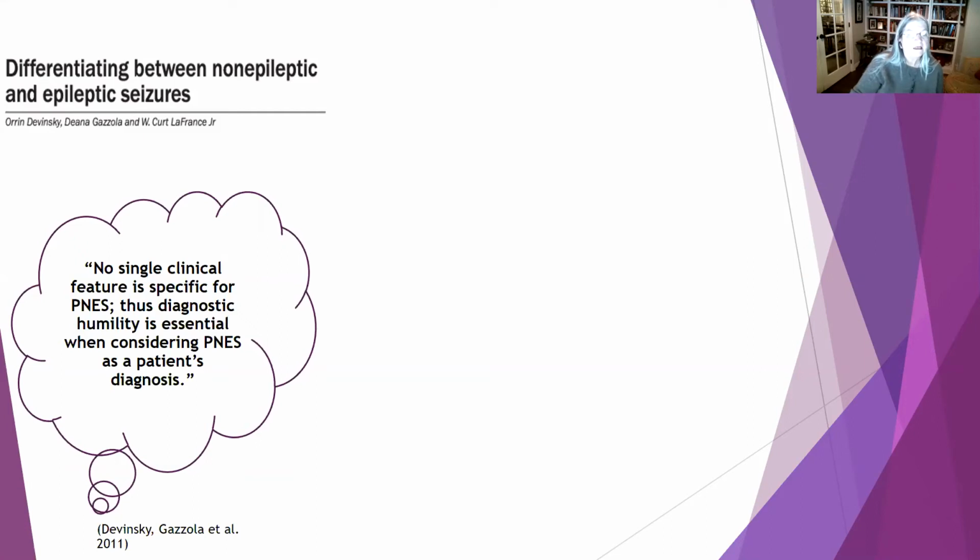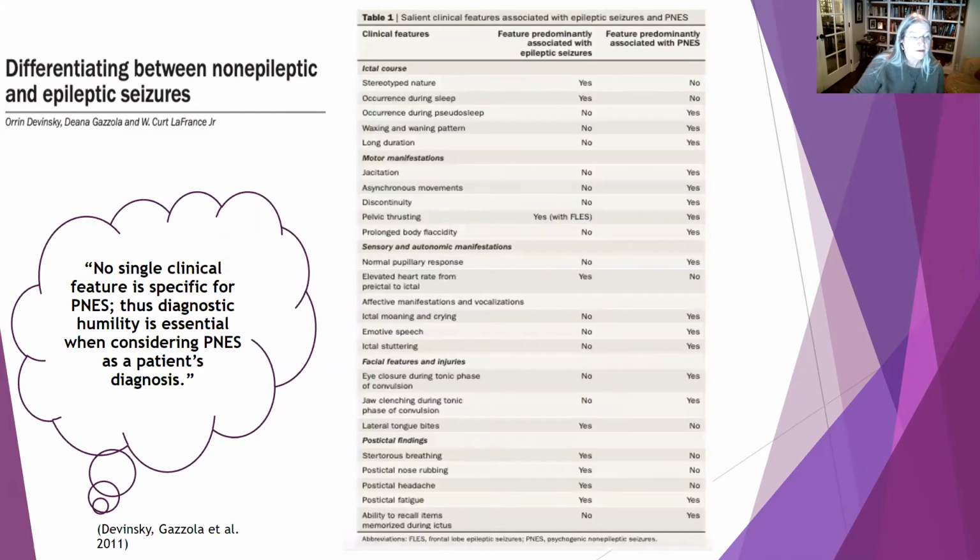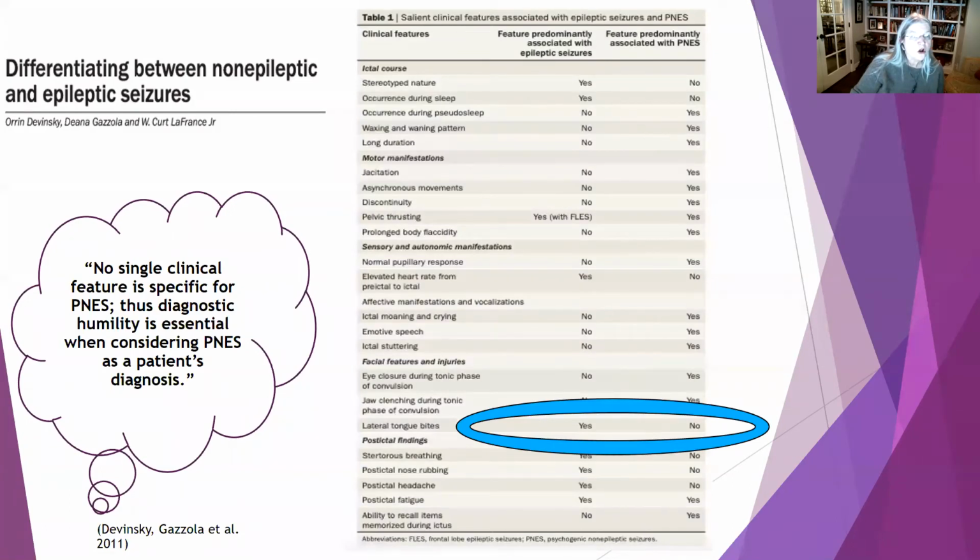There isn't any clinical feature so specific to NES that we can say, bingo, that person did X, therefore they have non-epileptic seizures. This is a long list of many symptoms, as the person asked in the question. And we're going to see some more often in epileptic seizures, and others more often in non-epileptic seizures.